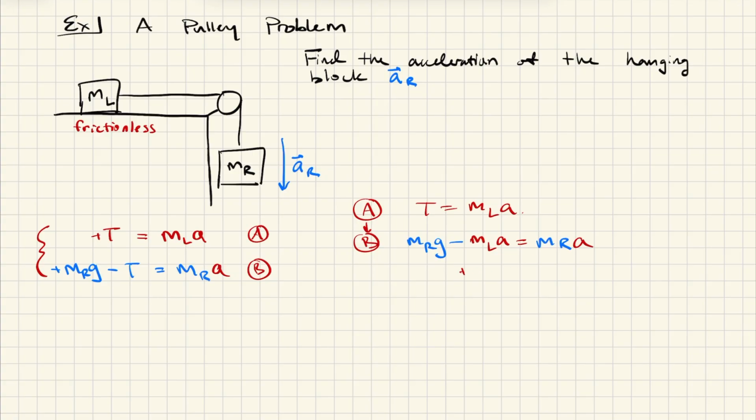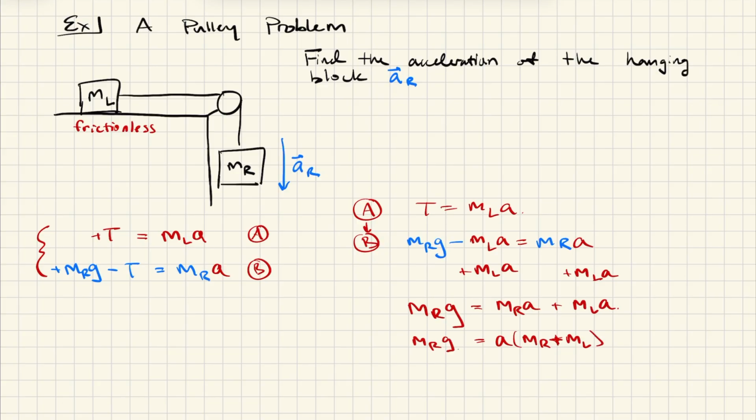So what I'm going to do is add MLA to both sides, and I'm going to work out the rest of the problem in just one color ink, since it'll get a little cumbersome otherwise. So we have MRG remaining on the left-hand side, and our right-hand side now reads MRA plus MLA. Then what I can do is recognize that because A appears two times here, I'm going to factor it out. So I see that I have one term that says A times the sum of MR and ML equals MRG. Okay, so now I can divide both sides by MR plus ML.